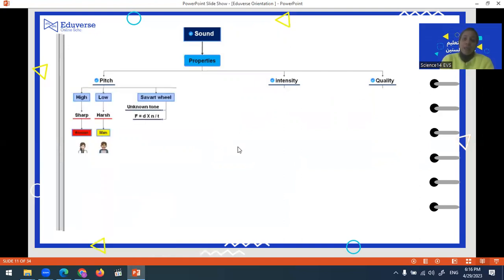Let's talk about the sound pitch. We have, for example, the sound of the woman. We can say it has a high pitched sound. Okay, it's sharp. What about the low pitched sound? As you can hear from me, sorry, it's a low pitched sound, like the man. Low pitched sound is a harsh sound, okay?